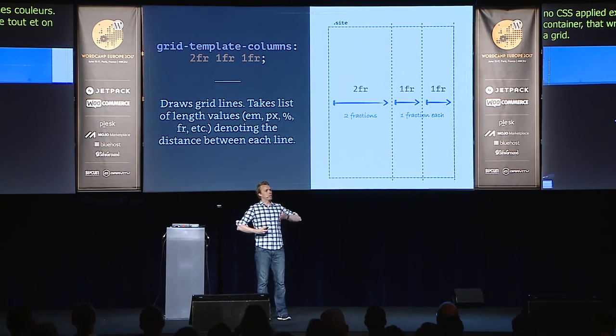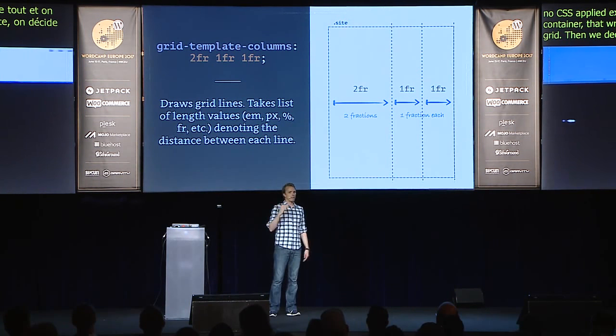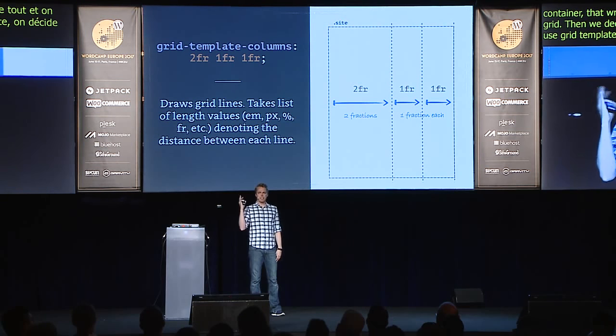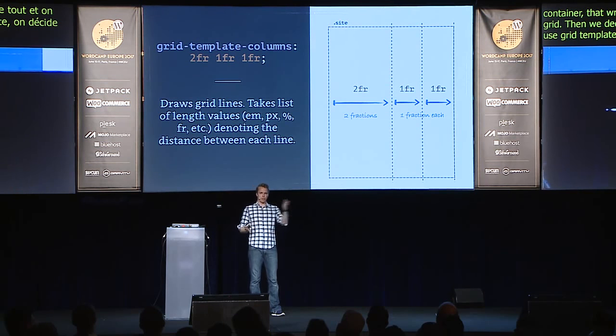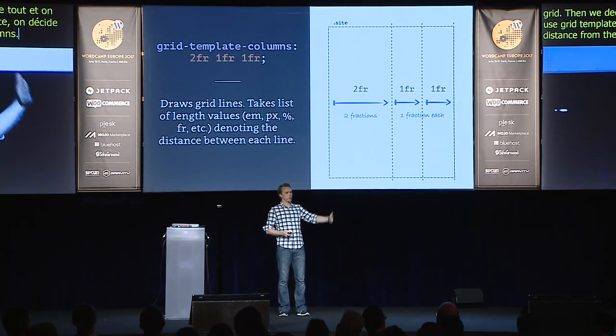Then we decide how many columns and how many rows we want. And we do that using grid template columns and grid template rows. And here what we do is say the distance from the edge of the grid to the first line, that's the first value. Then the distance to the next one is the next value, and so on and so on. So you're declaring the width between each of the lines, and then another line is drawn. This comes with new features like the FR, or fraction value, that allows you to say, take one fraction of the available space, and then put a line there. So you can make truly dynamic layouts.